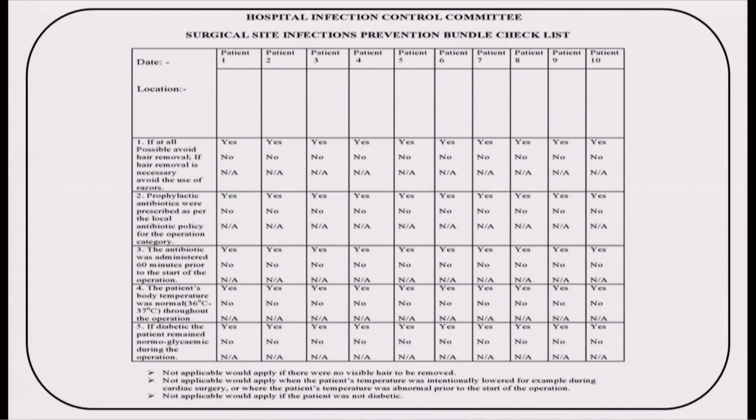Coming to the last ones, the patient's temperature is very important. Keeping the patient warm throughout the operation is important, and whatever temperature is required has to be followed. And lastly, if the patient is diabetic, the sugar should be under control. Apart from that, there are many other factors which can affect surgical site infection apart from the checklist which I have shown just now.